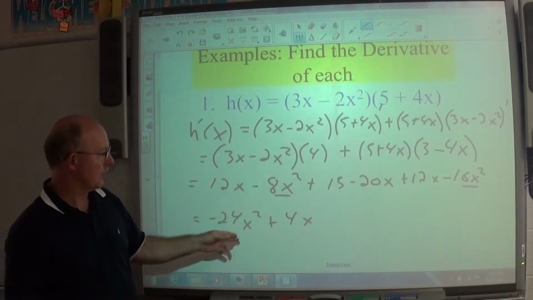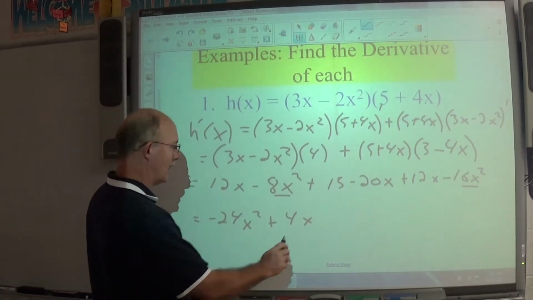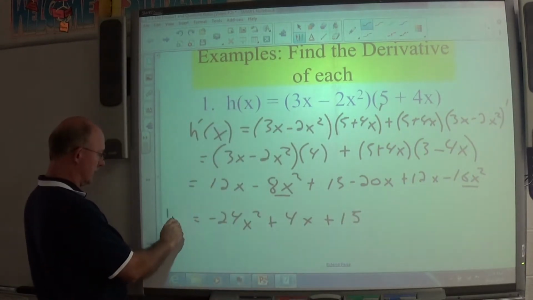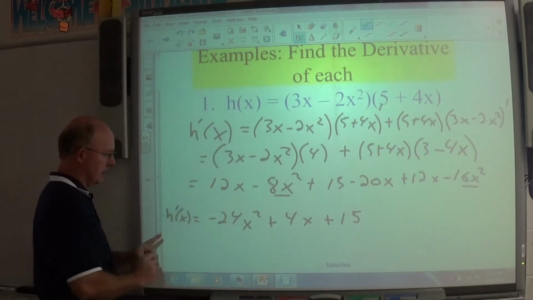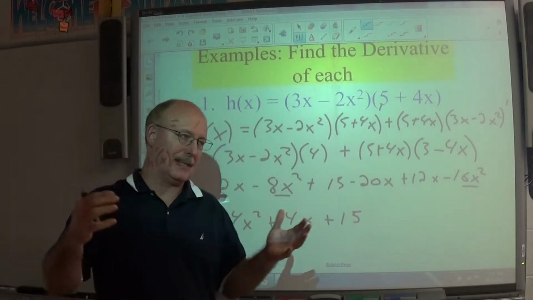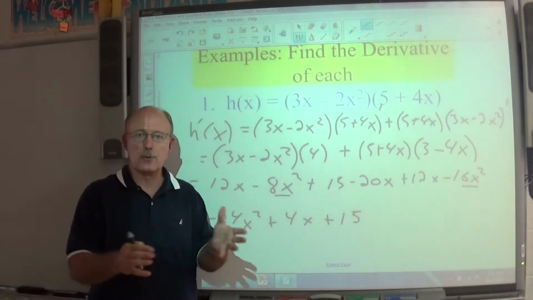And then we've got the 15, which is our only numerical term. We'll bring that down, and this is our derivative. So h prime of x is equal to this right here in simplified form. Like I said, the actual derivative is pretty easy, and the simplification can be harder than the derivative.